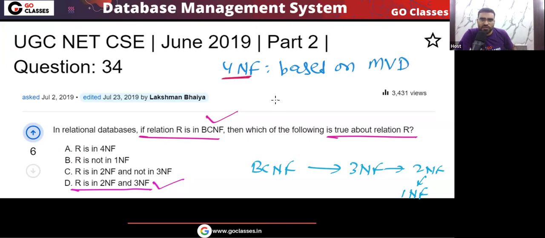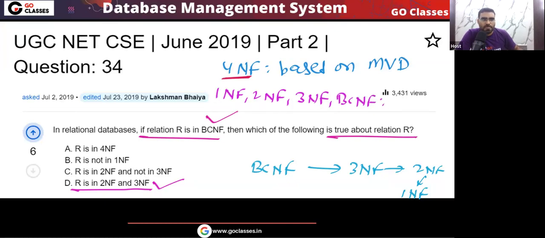Okay, this 4NF normal form is based on the concept of multi-valued dependency, which is not in the GATE syllabus. In our lectures, I have given you the idea of it, but it is not in the GATE syllabus. This 4NF is based on multi-valued dependency, and 1NF, 2NF, 3NF, and BCNF are based on functional dependencies.